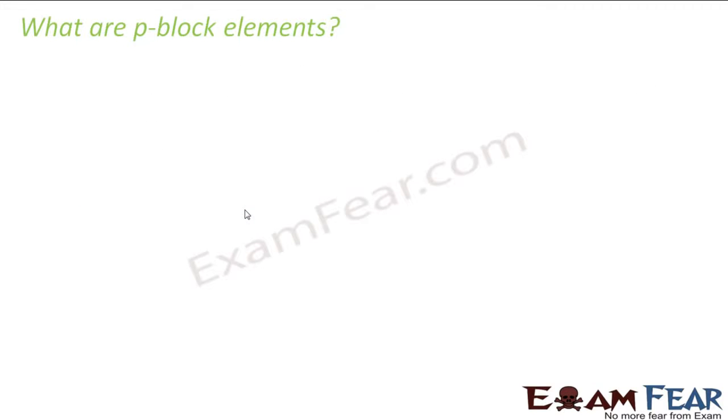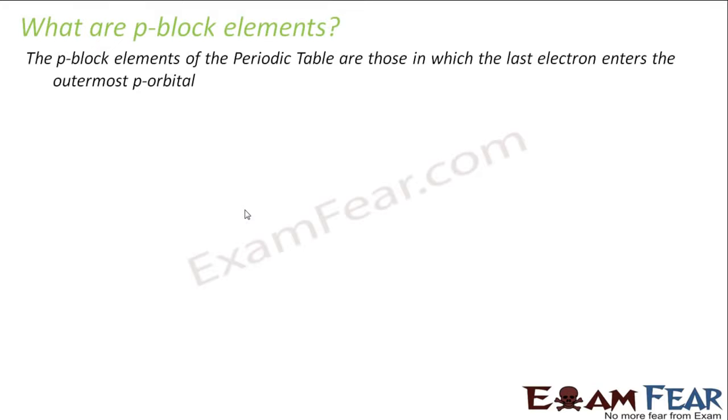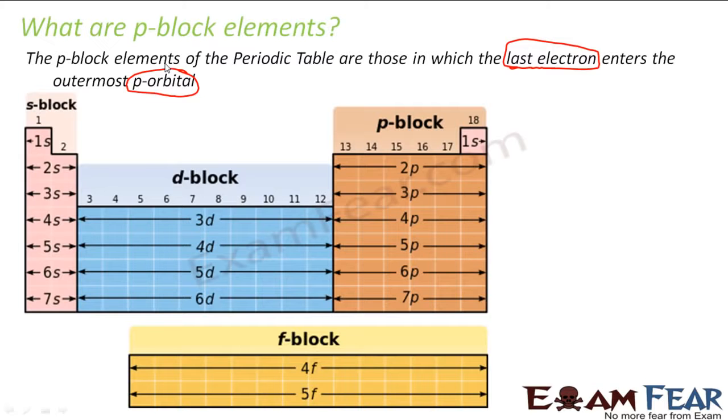What are p-block elements? So the p-block elements are nothing but the elements in the periodic table whose last electron enters the p orbital. Please note, the last electron enters the p orbital. So if you see, this is the periodic table. The one on this side, little orange in color, these are my p-block elements.